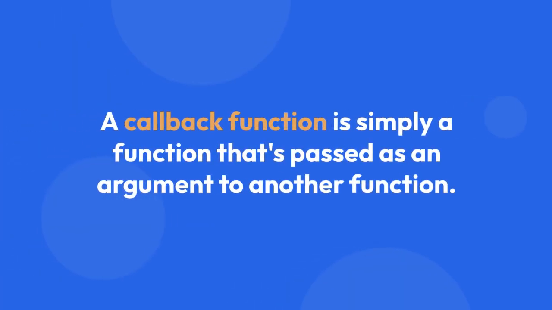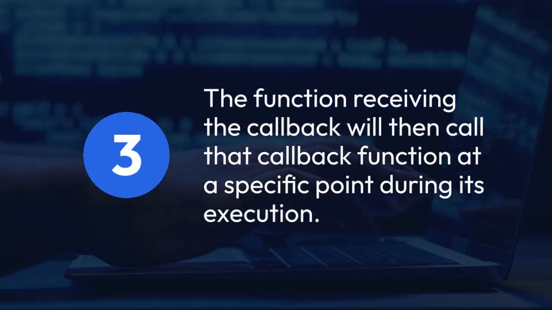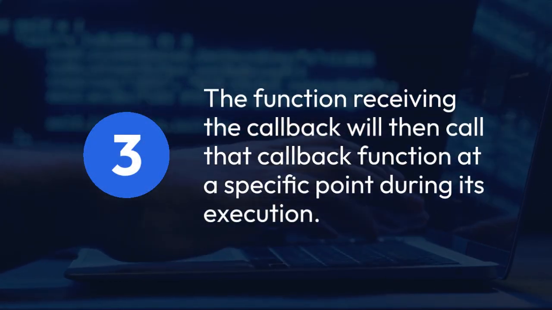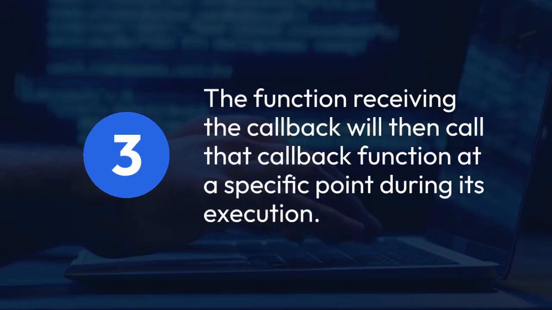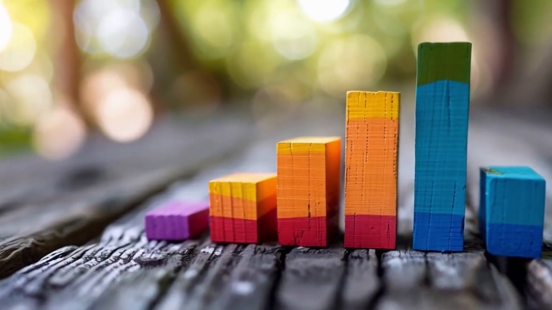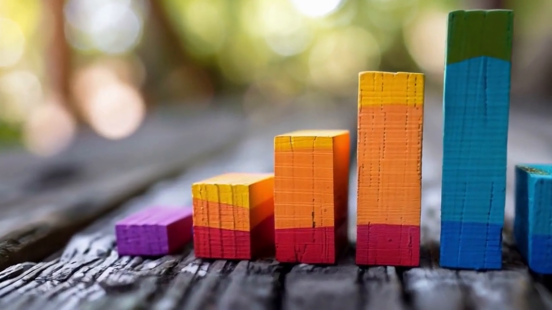A callback function is simply a function that's passed as an argument to another function. The function receiving the callback will then call that callback function at a specific point during its execution. This is super useful for flexibility.